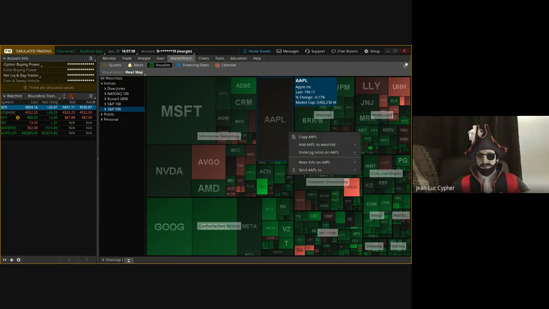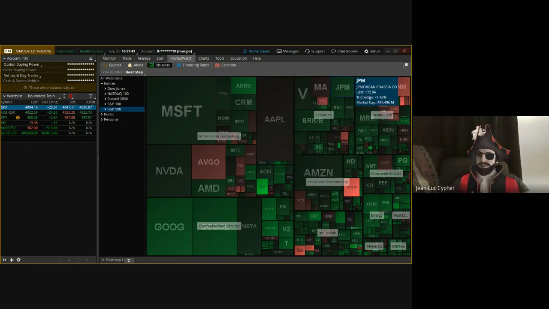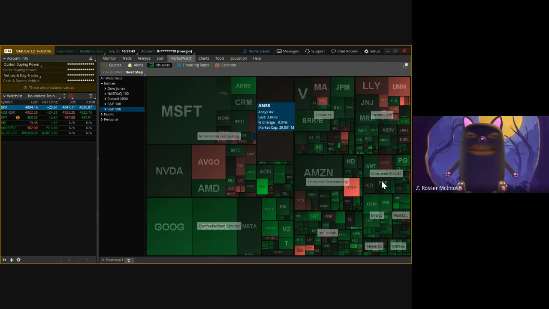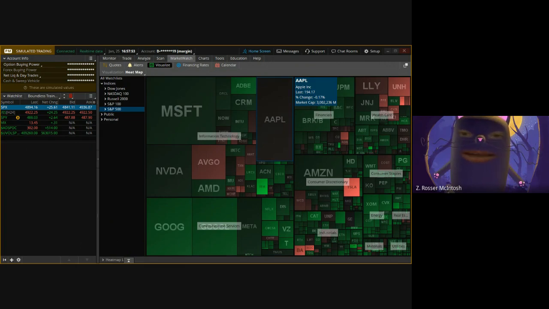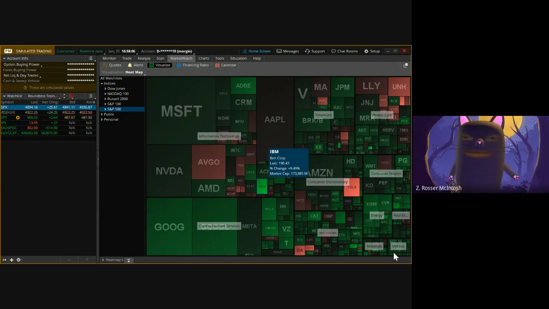What does the dark red mean? The closer it is to gray, the less change there is. If you move the mouse over Apple, the little box that pops up will say percentage change negative 0.017%. That's why it's just barely red. IBM went up 9.5% today, so that's why it's really bright green. Tesla is probably down 7%. Oh, 12%. Wow. Okay, so Tesla had a rough day.